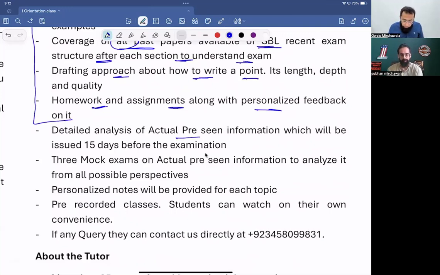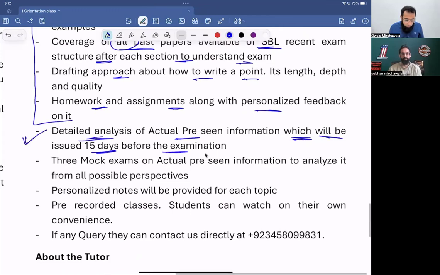So the actual pre-seen information, which will be issued 15 days before the exam, we will analyze in detail. And our detailed analysis is literally very famous. Not only students, a lot of teachers also follow that because then they teach that. So our detailed analysis of the pre-seen is very next level.